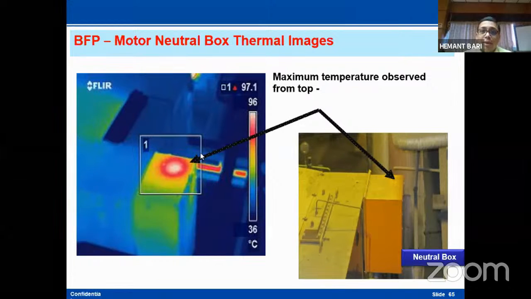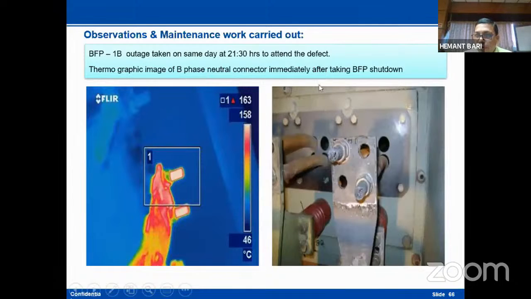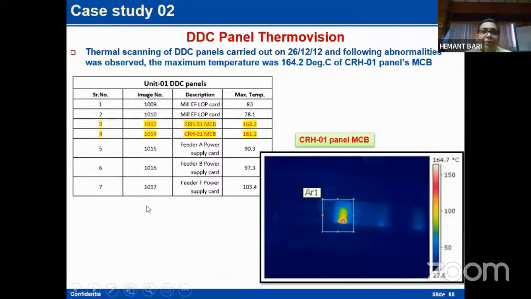So by seeing the deviation, we immediately stopped this and found and opened that neutral terminal box, and B phase neutral connector found overrated. Immediately we replaced that, and after replacing, the temperature reduced to 40 degrees centigrade. So thermography is very vital to even CRH01 panel MCB.